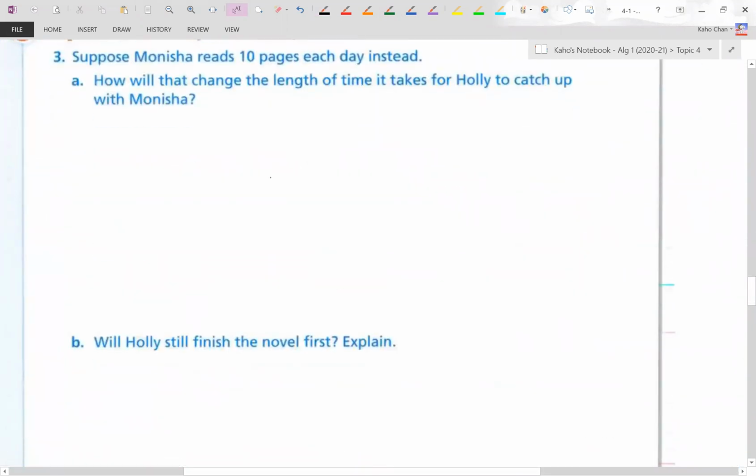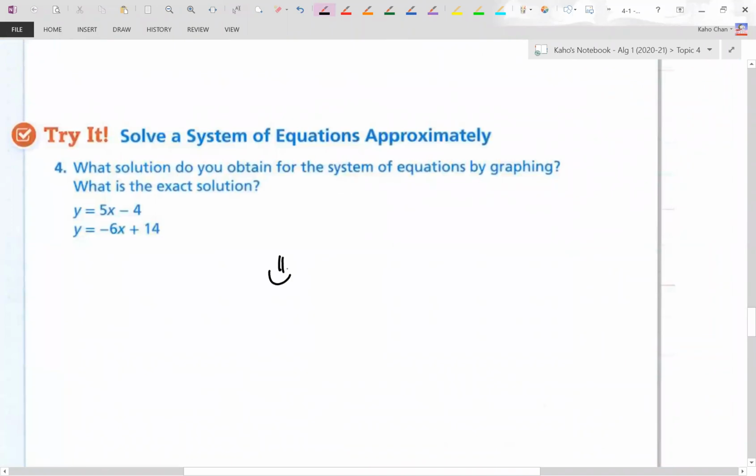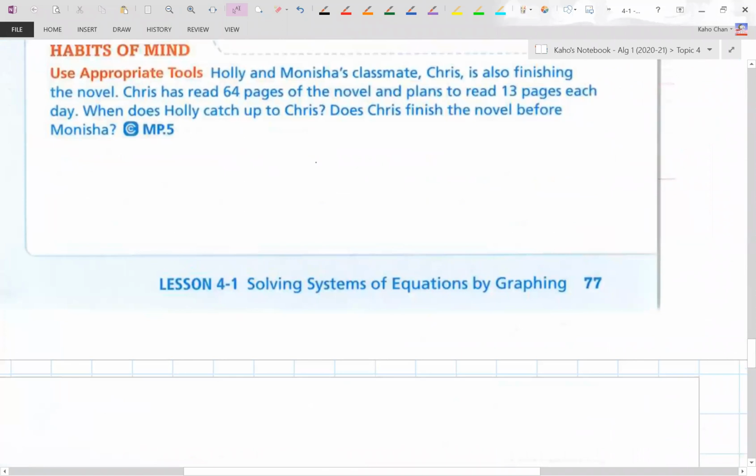These are all word problems that are not on the final. They're not part of the curriculum. We're going to skip this page entirely and move on to the last page. Here we go.